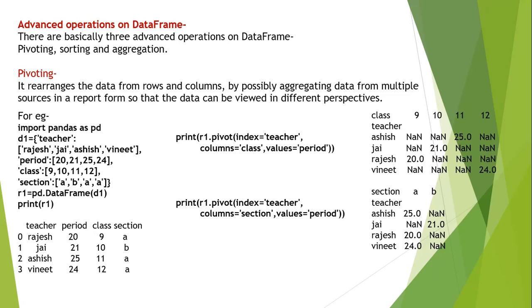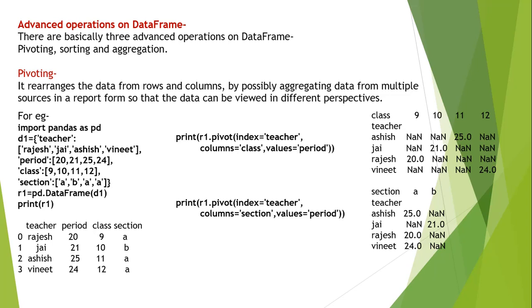Only two sections were here, A and B, so accordingly two columns have been provided, section A and section B, and again the same data of the data frame has been provided here. So you can see that by using pivot we can focus on particular data from a different perspective. If we want to see the teacher and the associated periods we can see that, and for a teacher we can see how many periods there are for particular classes.